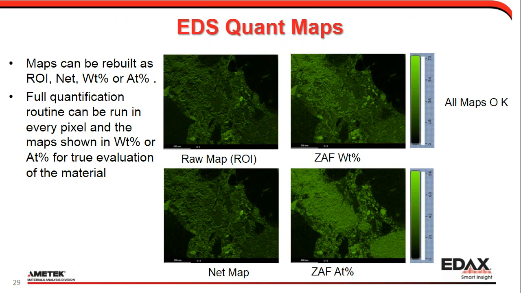In a review mode, maps can be rebuilt into ROI, net, or ZAF, weight percentage, or atomic percentage. You can add or remove elements before the rebuilding process. So if you missed some elements during live mapping, you can always add them back to map rebuild.